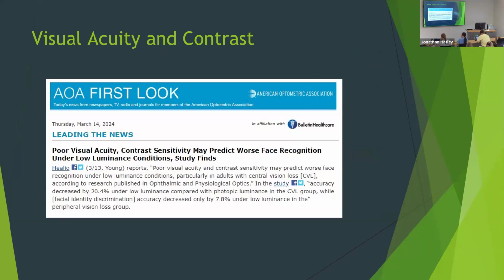So let's talk real quick about visual acuity. I try to keep things up to date somewhat with relevant research or relative news articles, that sort of thing, that pertain to low vision or pertain to things that we're talking about. And so what you can see here is this paper, this research that was performed, is talking about visual acuity and contrast.